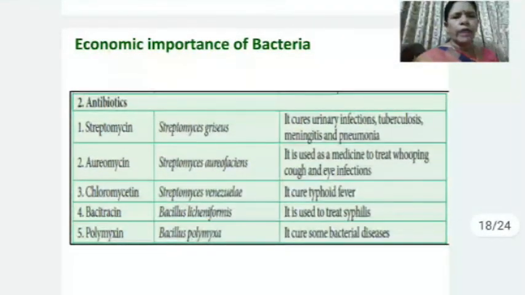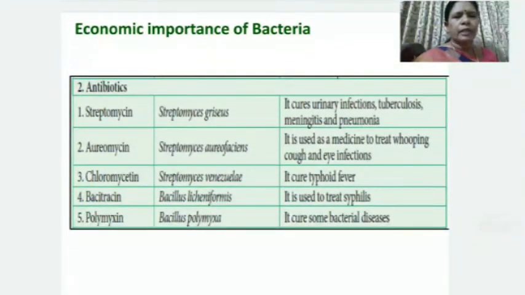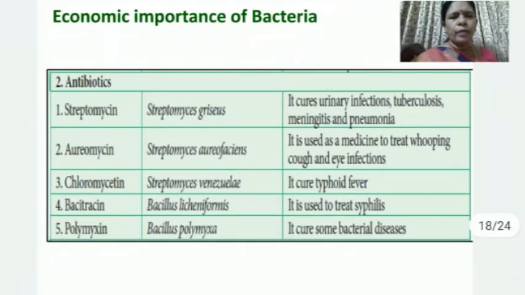Next we will see about the antibiotics prepared by the bacterium: streptomycin, aureomycin, chloromycetin, bacitracin and polymyxin. Streptomycin from Streptomyces griseus helps cure urinary infection, tuberculosis, meningitis and pneumonia. Whereas aureomycin is from Streptomyces aureofaciens, and it is used as a medicine to treat whooping cough and eye infections.